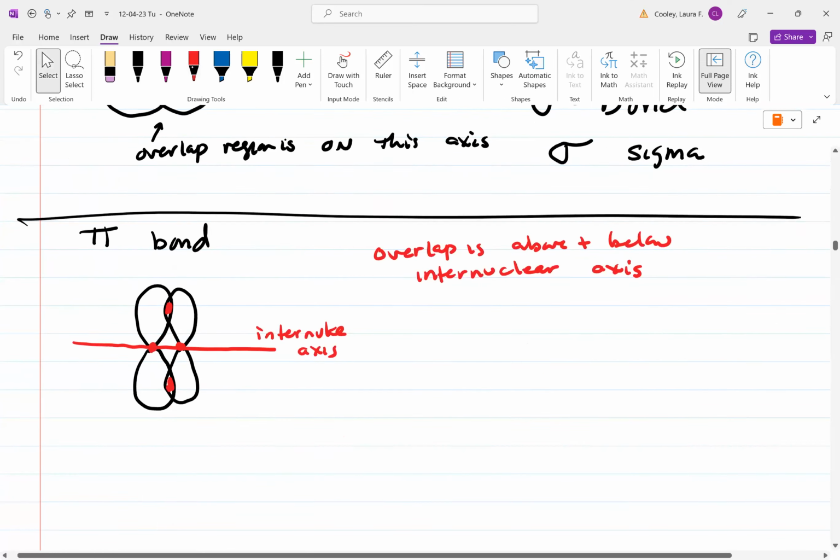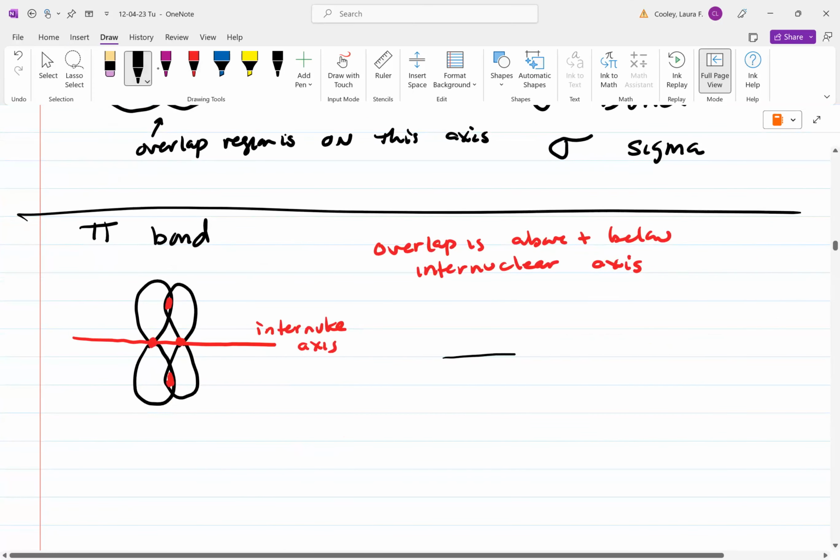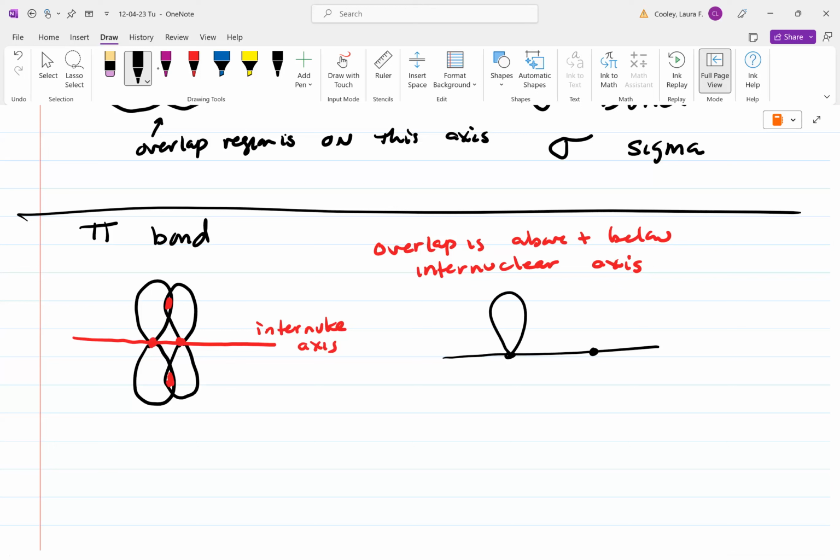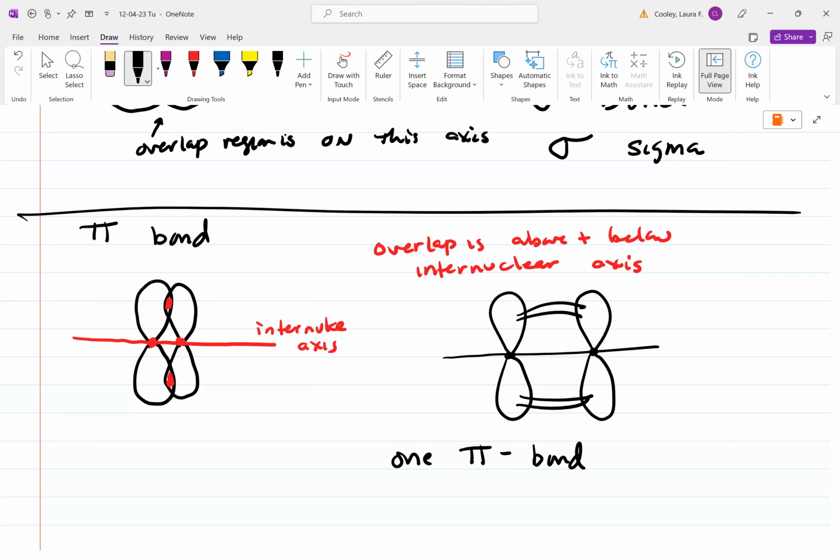Another way to draw this is the way I mostly draw it. So here would be the internuclear axis. Usually you can't draw these close enough together to show that overlap because it's just too hard to do. So this is another way of showing that kind of overlap. So this is a pi bond, and this is just one pi bond. This is not two different bonds, top and bottom. This overlap top and bottom is one pi bond, okay?